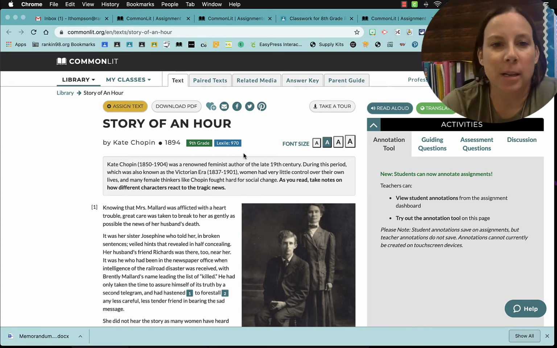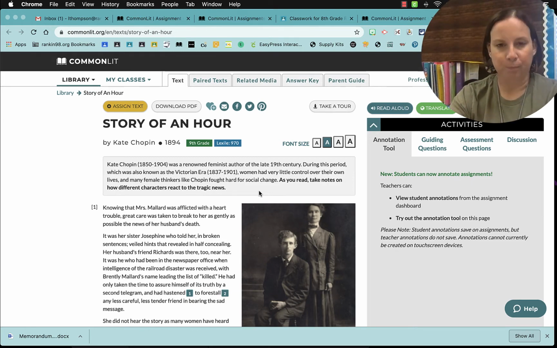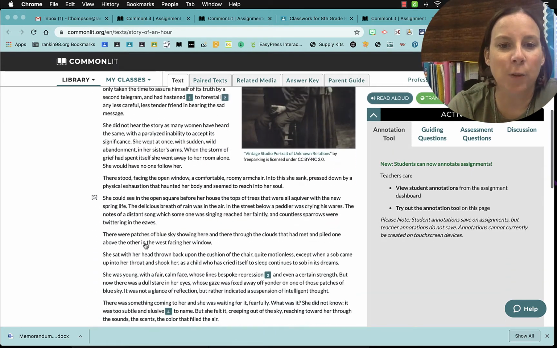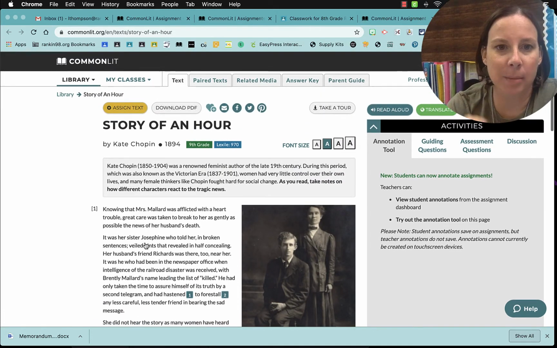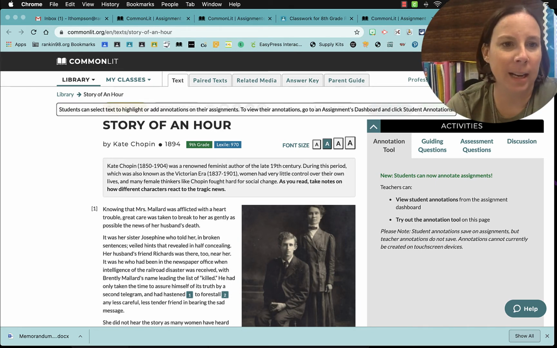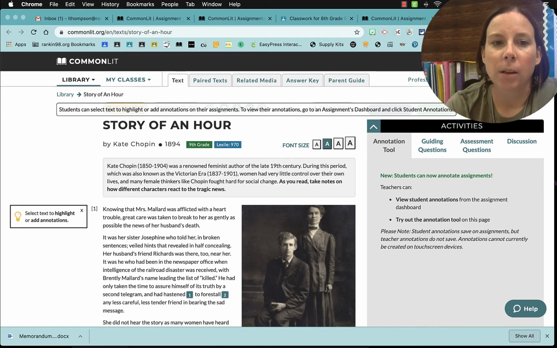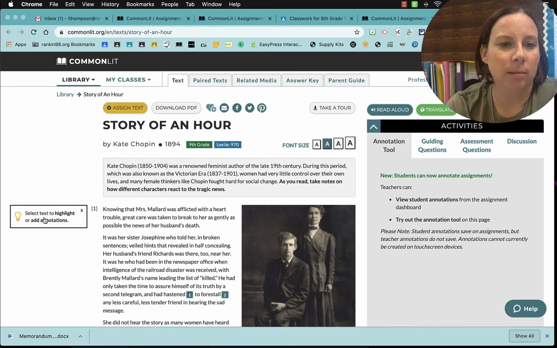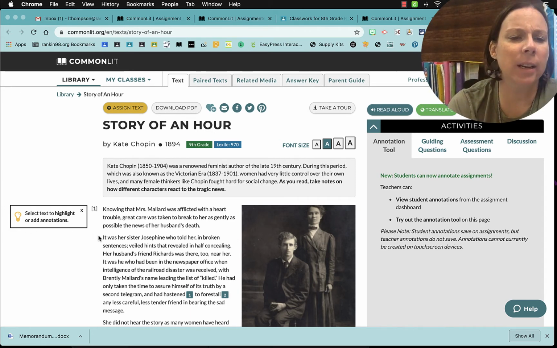So here's how you do it. You have your story here, and you're going to do this for anything that's in CommonLit. That means even when we get into Lord of the Flies and Macbeth, and there's certain things that we do in CommonLit, you're always going to annotate in CommonLit. So right up here, there's this little highlighting thing. When you click it, it turns on the annotations, okay? So basically all you gotta do is highlight things, okay?